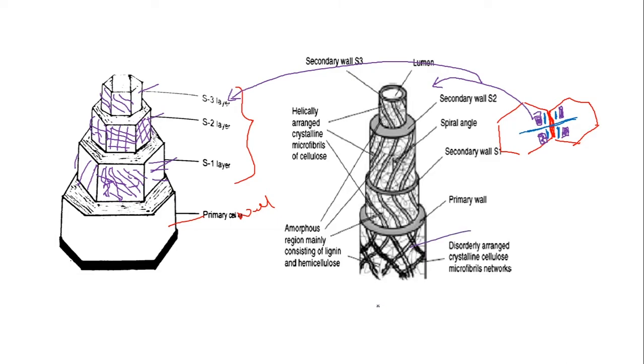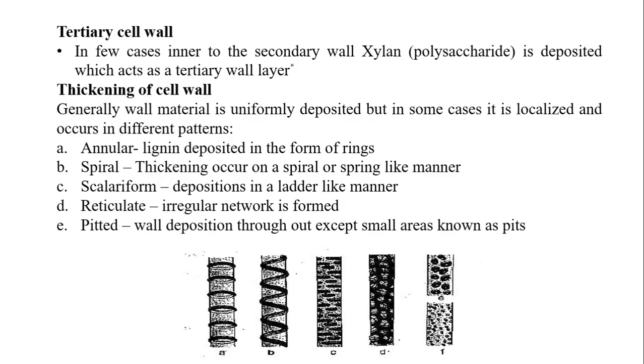This is a primary wall layer where the fibrils are embedded in the amorphous substance. Here is the secondary wall layer 1 with orientation in a specific pattern, wall layer 2 with orientation in a different pattern, wall layer 3 with orientation in a different pattern. In some cases, there is a tertiary wall on the S3 layer. This tertiary wall is made of a substance called xylan. That's also a polysaccharide. So here we see that on the secondary wall, a tertiary wall named xylan is present.